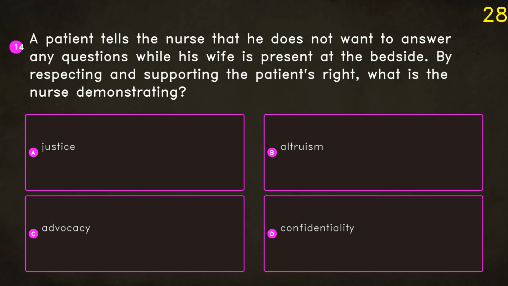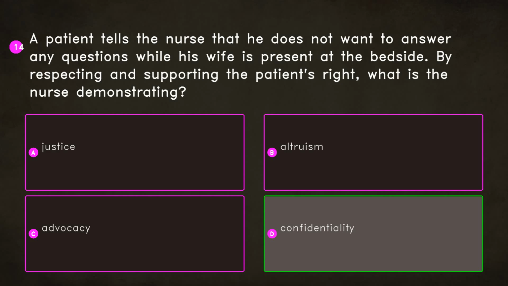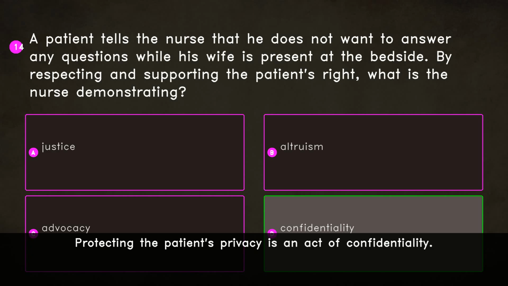Question 14. A patient tells the nurse that he does not want to answer any questions while his wife is present at the bedside. By respecting and supporting the patient's right, what is the nurse demonstrating? A. Justice. B. Altruism. C. Advocacy. D. Confidentiality. The correct answer is confidentiality. Protecting the patient's privacy is an act of confidentiality.